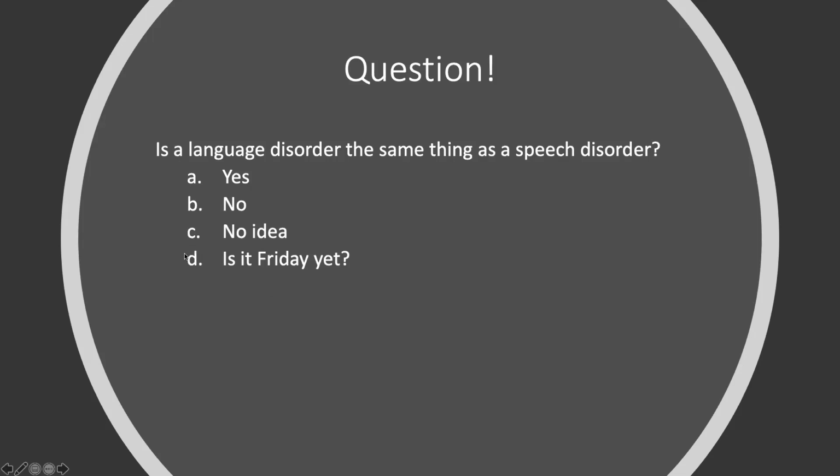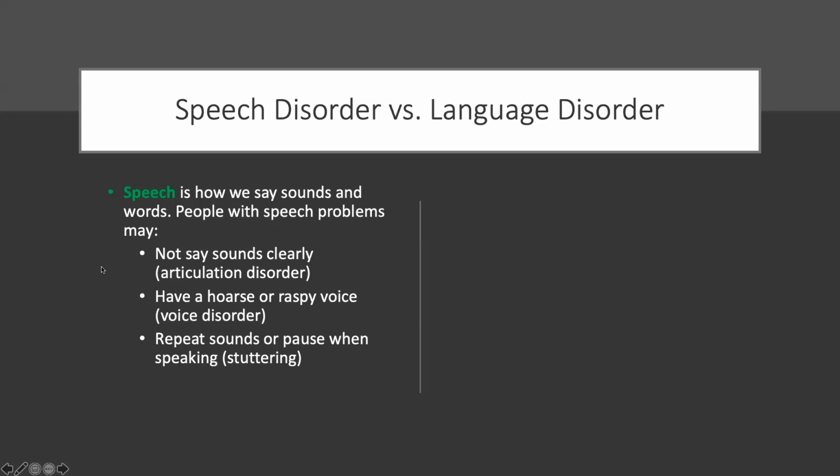So a language disorder is not the same as a speech disorder. Let's look at that difference. It sounds like you guys are already a little familiar, so I'll just drive it home. A speech disorder is how we say sounds and words. People with speech problems may not say sounds clearly. They'll have some kind of articulation disorder, like maybe for the R's, which are really hard for kids to learn. Instead of saying red, they'll always say wed, well beyond the point at which a child should stop doing that. That would be an articulation disorder, and that really just has to do with the ability of the speech articulators to produce that sound.